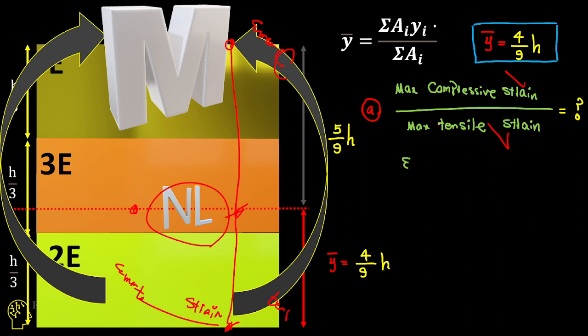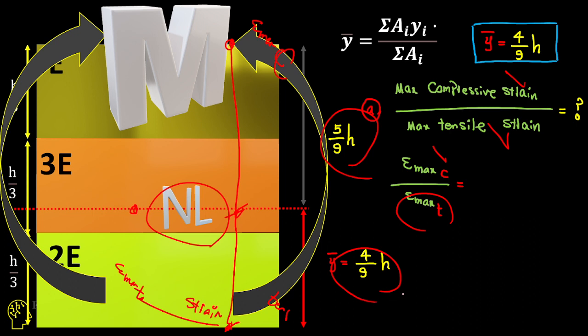If you want to see the numeric value, epsilon maximum C is proportional to 5h over 9, over this distance, which is 4h over 9. If you do the math, it gives you 5 over 4, which is the ratio in part A.